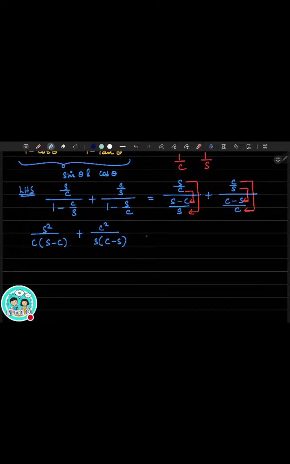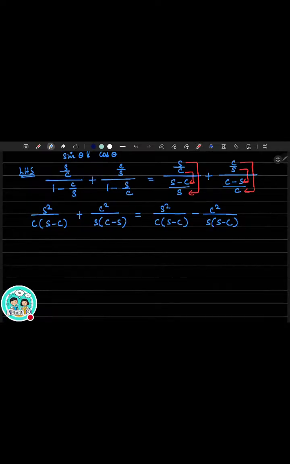So this will become sine square divided by cos into sine minus cos, minus cos square divided by sine into sine minus cos. You have to be super careful about it. This negative 1 is taken out in order to make cos minus sine also as sine minus cos. Okay.